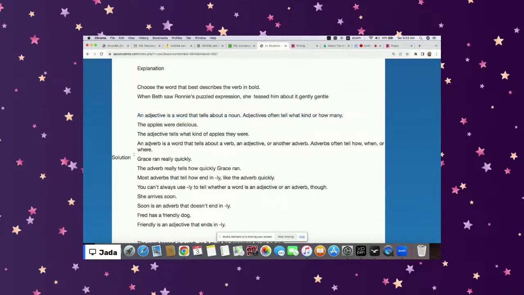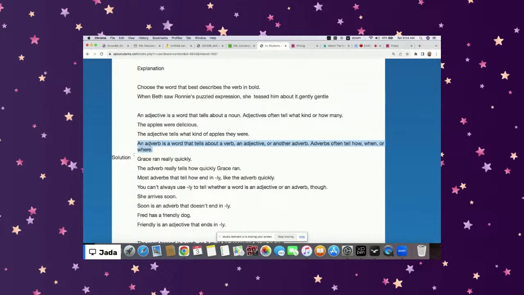While an adverb is a word that tells more about a verb. An adverb tells you about a verb, an adjective, or another adverb. Adverbs often tell how, when, or where. For example, Grace ran really quickly. The adverb tells how Grace ran. How did Grace run? She ran quickly. Most adverbs that tell how end in ly.